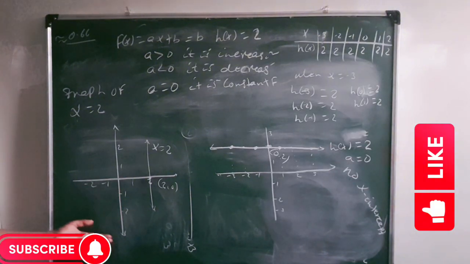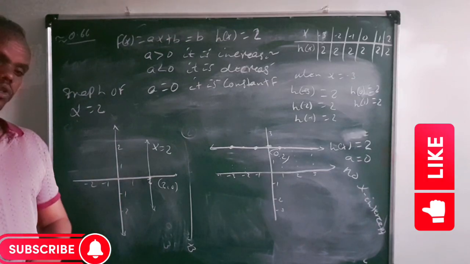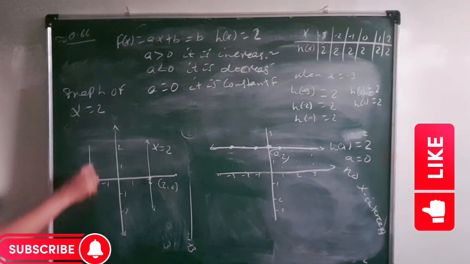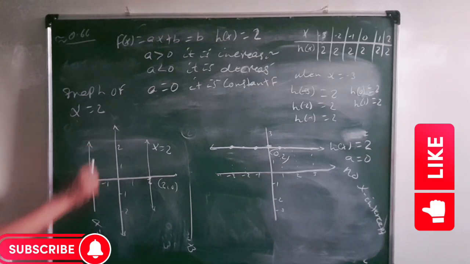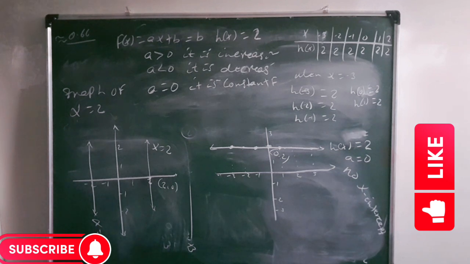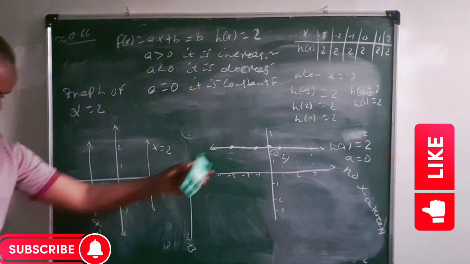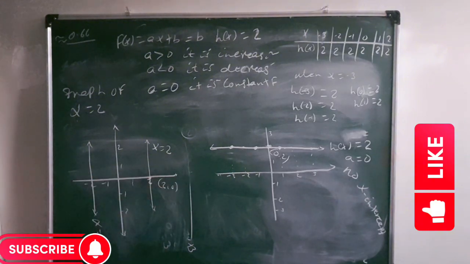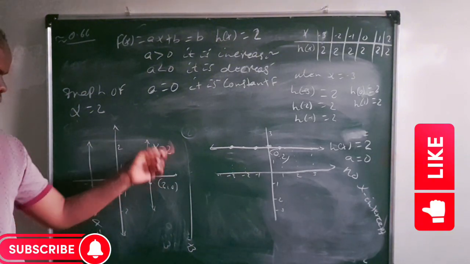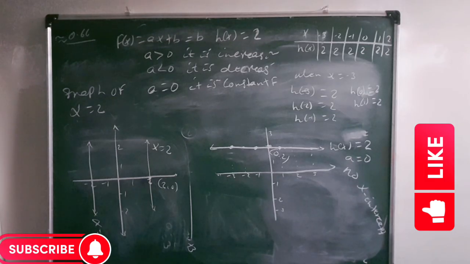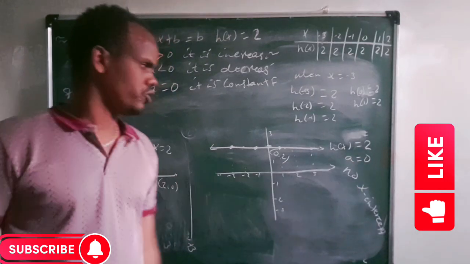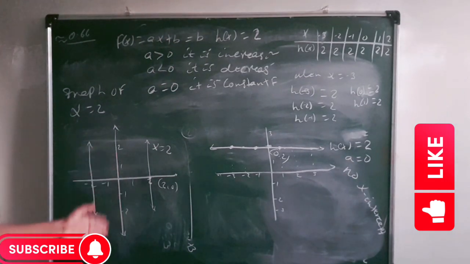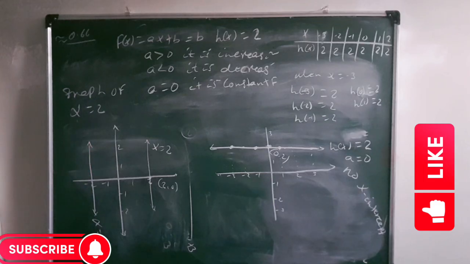Okay, so that is the graph of x equals 2, and this is x equals minus 2. Those are graphs of a linear function, and that is a constant function. This one is a vertical line, and the slope of this one is undefined. The slope of the constant function is 0.